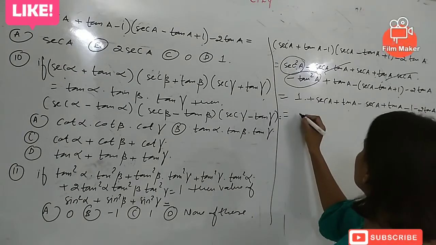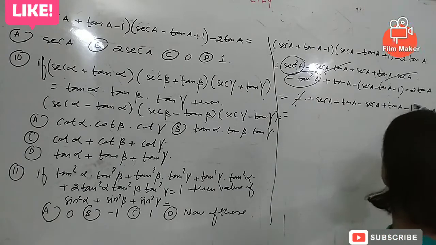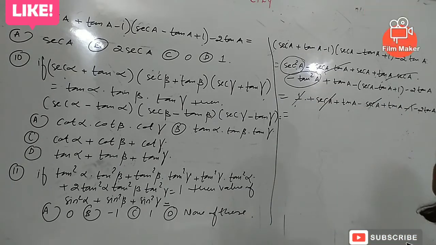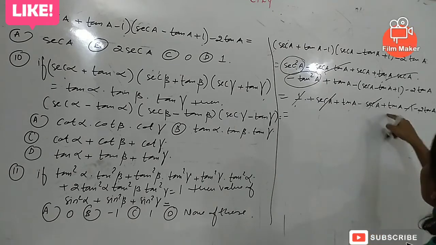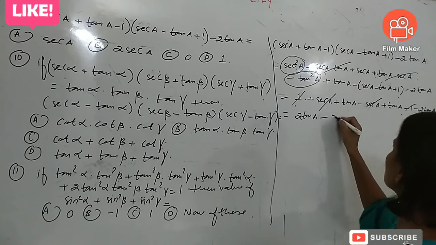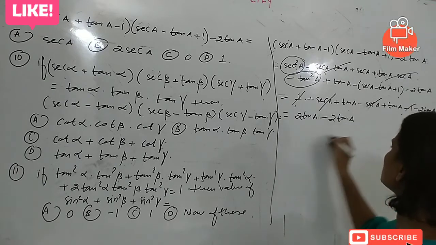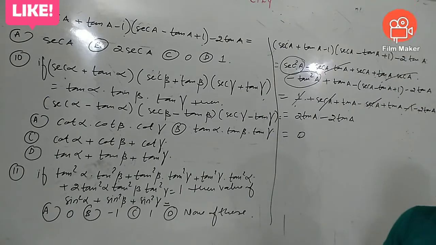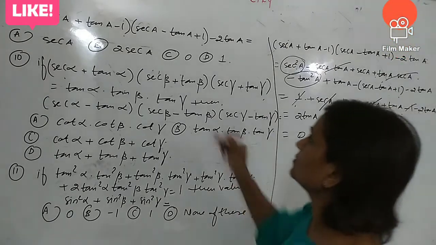So again this plus 1 and minus 1 get cancelled, this plus sec a minus sec a get cancelled, and this tan a plus tan a is 2 tan a, and here is also minus 2 tan a, so this also gets cancelled, and finally I got 0. So here 0 is the correct option.